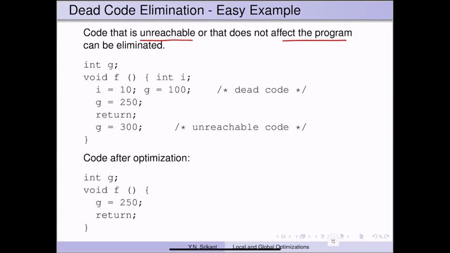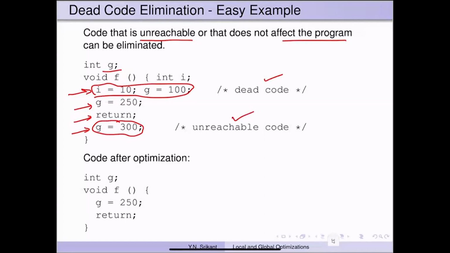So a simple example. G is a global variable outside the function, and here we have I equal to 10 and G equal to 100, but then we reassign G equal to 250, then we return from the function, and there is another statement G equal to 300, right? We are never using these two values in the function. So this is dead code, because G equal to 250 overwrites the old value and I is never used. And this G equal to 300, you cannot even touch it because control does not flow to that point. So that is unreachable code. Okay. And after optimization, obviously the code becomes very simple, G equal to 250 and return.